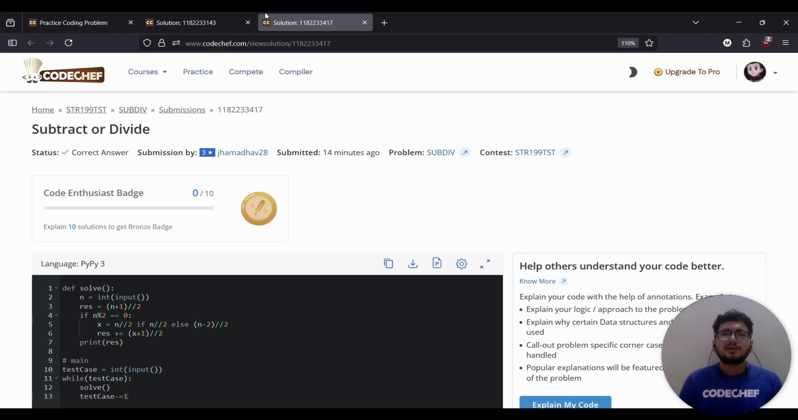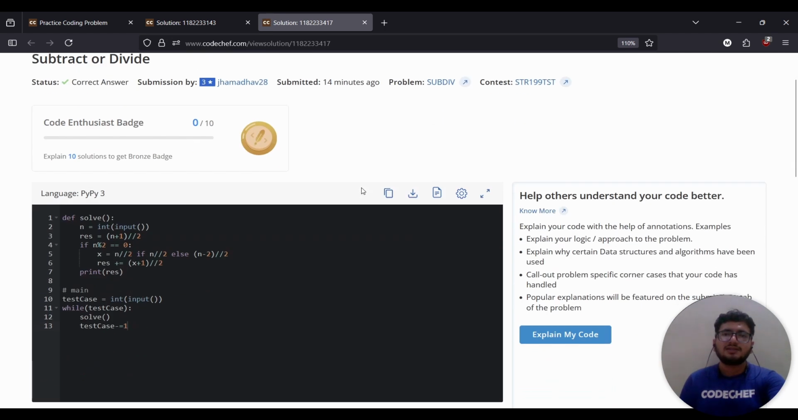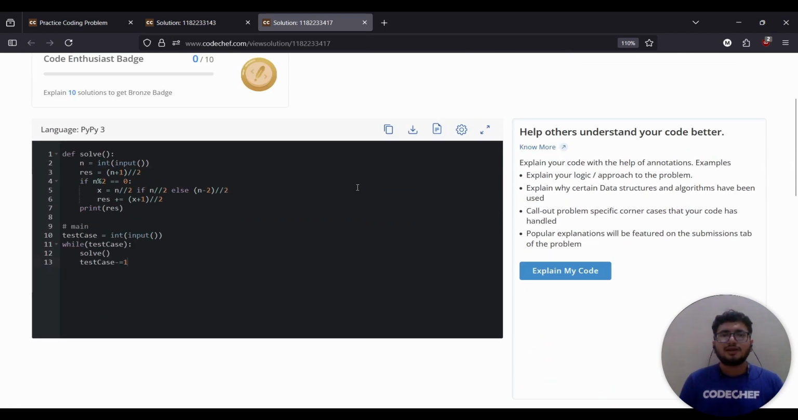Let's see how we can implement this in Python. Again, for each test case, we call the function solve, take the input of n, and initialize our answer as n by 2. That is, if it's odd, we are going to capture all the odd numbers between 1 to n, and if it's even, we are going to capture all the even numbers between 1 to n. In both the scenarios, we are going to capture n by 2 numbers.